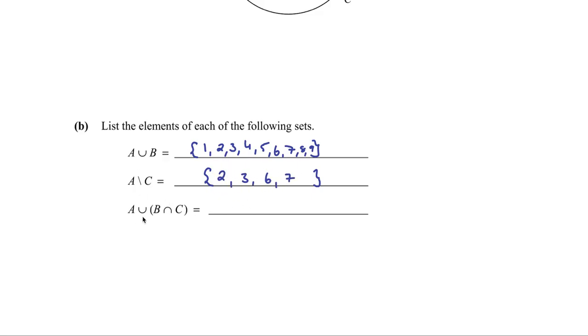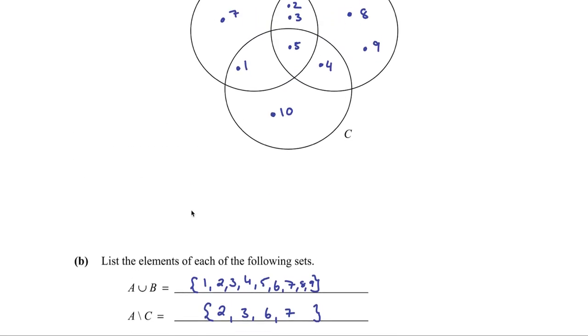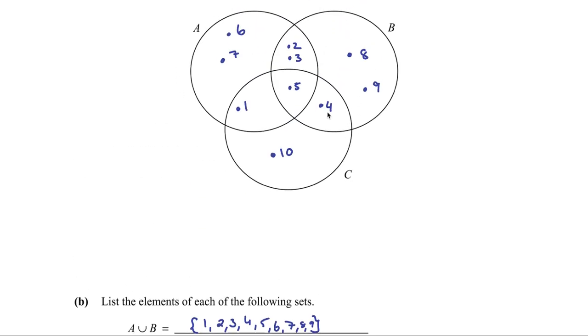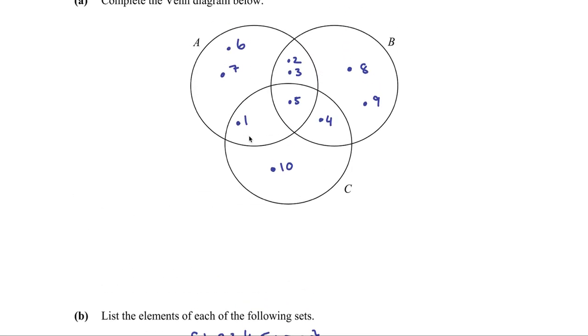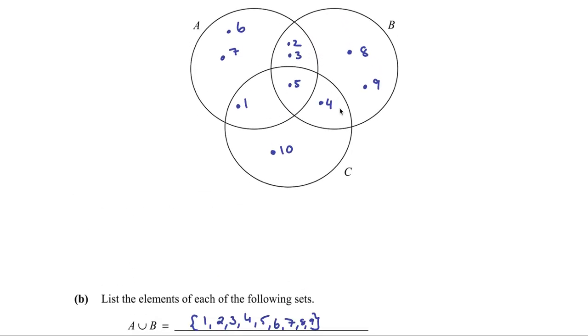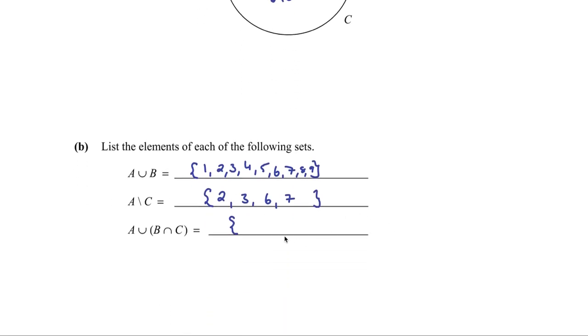The next one then is A union with B intersection C. So we're going to have A union B intersection C, which is going to be all of A married with B intersection C, which is this region here. So I'm going to have, let's see, 1, 2, 3, 4, 5, 6, 7. Because it's all of A and this intersection. So it's 1 to 7 inclusive. So we're going to write that. So it'll go 1, 2, 3, 4, 5, 6, 7.